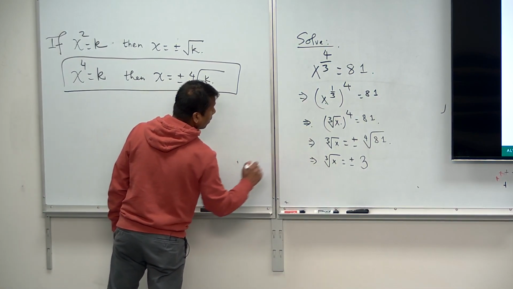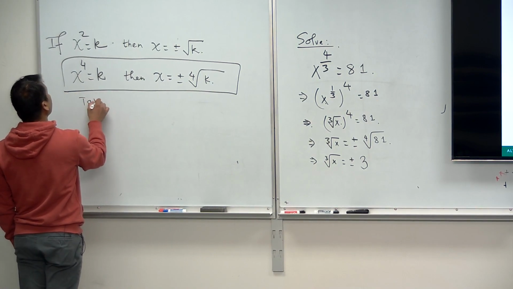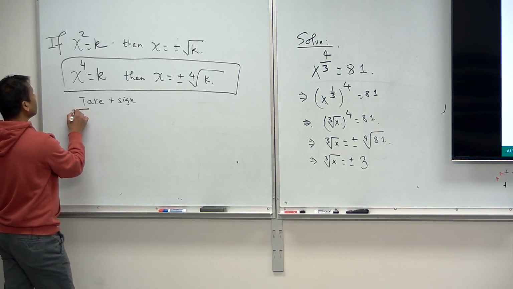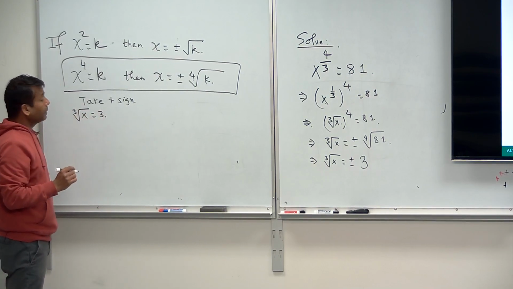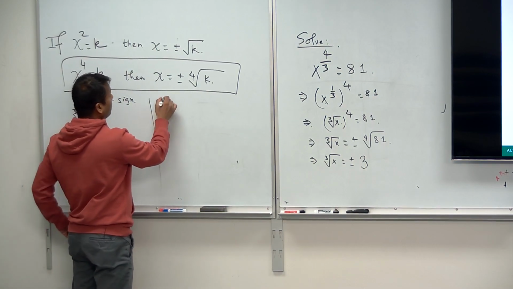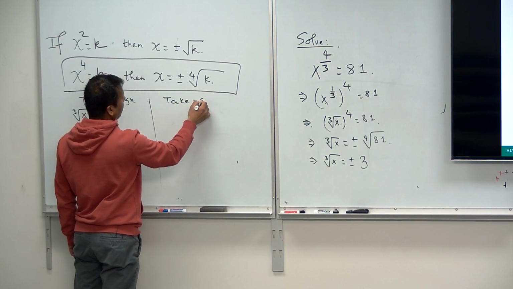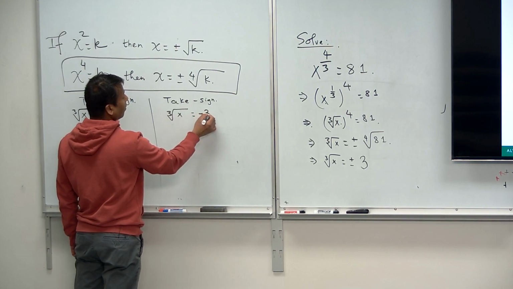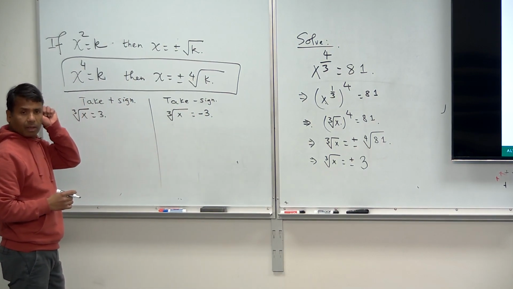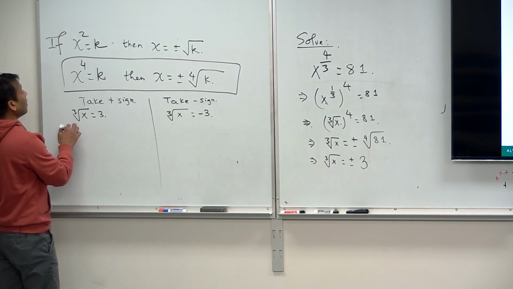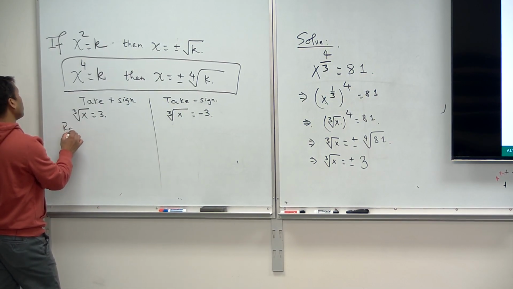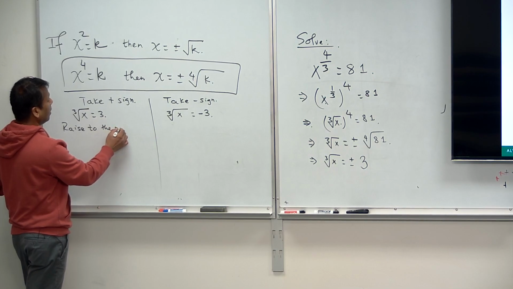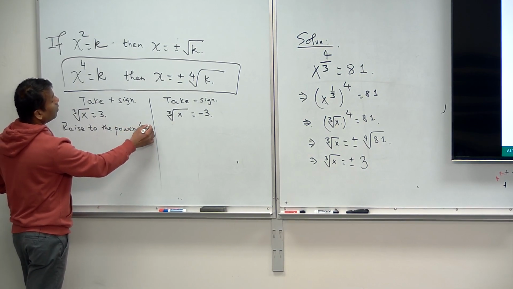So now you have the cube root of x equal to 3, if you take the positive sign. And if you take the negative sign, the cube root of x equals negative 3. Good? Now this is the cube root of x, so you cube on both sides, or raise to the power 3. Cubing on both sides. Are you with me, guys?